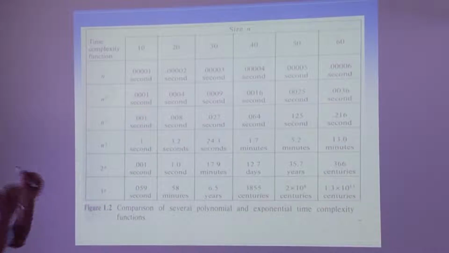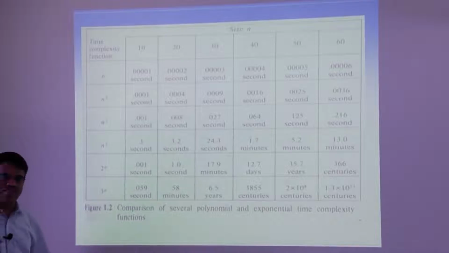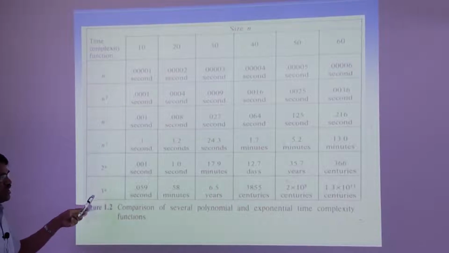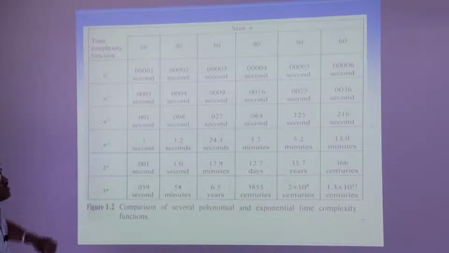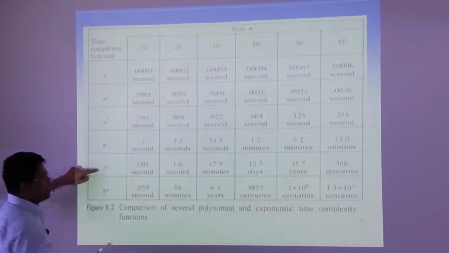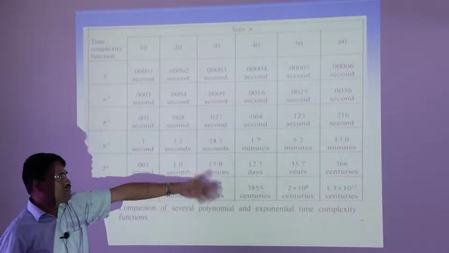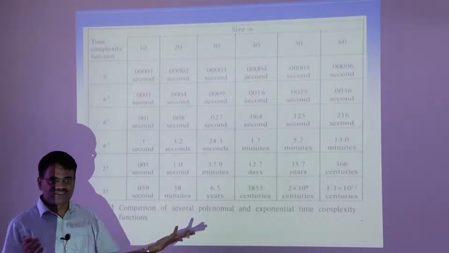So this table is very illustrative. It strikes you because somehow we have this image that computers are all powerful, they can do anything, everything fast. That's not true. This exponential growth is mind-boggling. For a problem of size 40 on a 2 power n algorithm, it's going to take you 12.7 days. On today's computers it may take 8 days instead of 12 days, but it doesn't really matter.